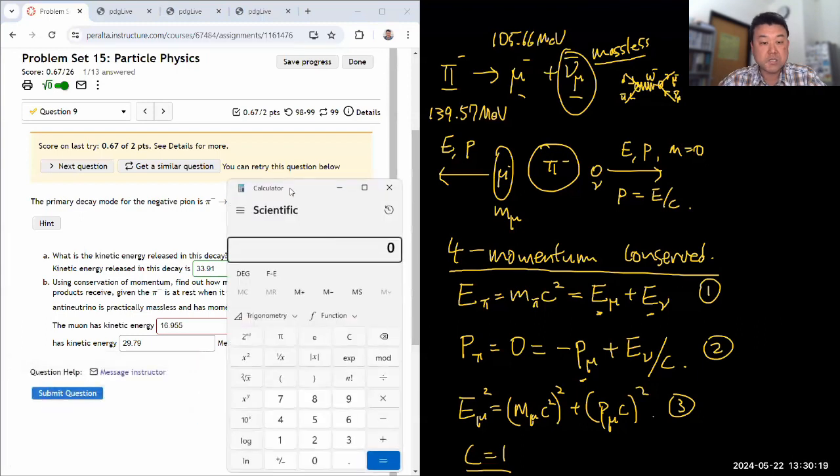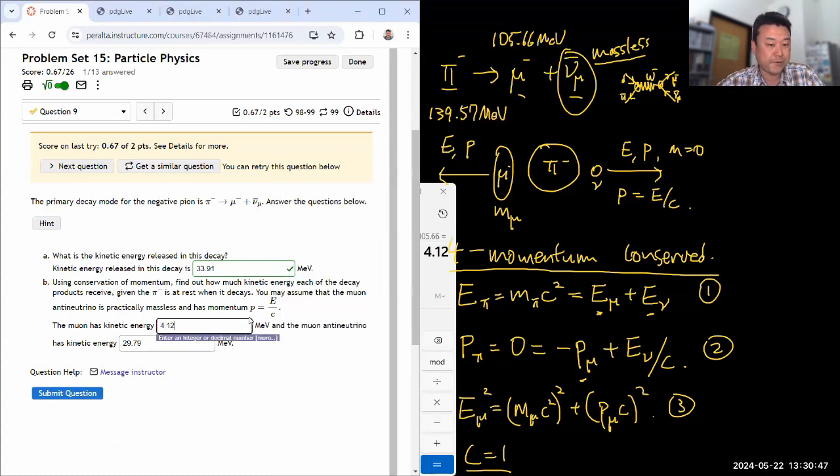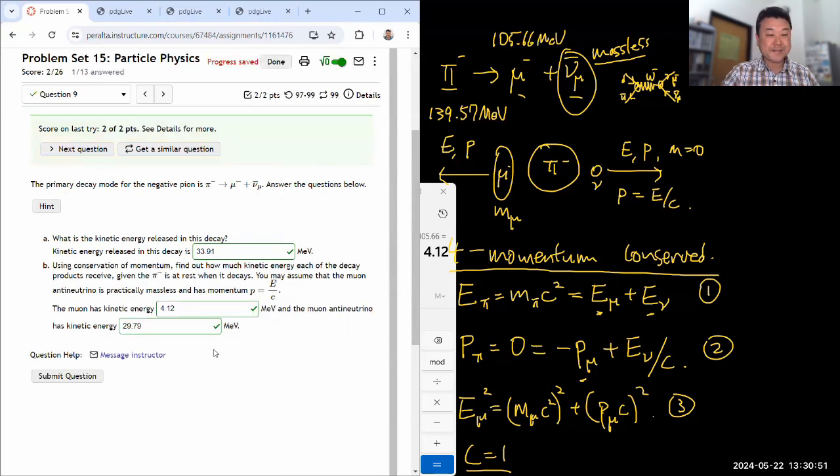I can do the rest of the calculation without needing any analytical expression, because the kinetic energy of the muon must basically be the difference. The energy you're starting with, 139.57, take away the energy that the neutrino takes away, 29.79, and then take away the rest energy of the muon, 105.66. Then you are left with 4.12 MeV, which is pretty small. No wonder splitting it evenly didn't work. So yeah, that's the answer.